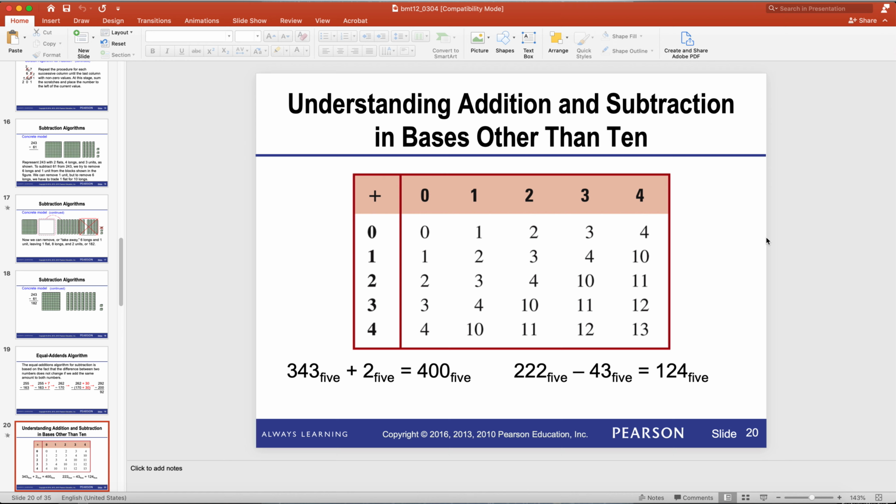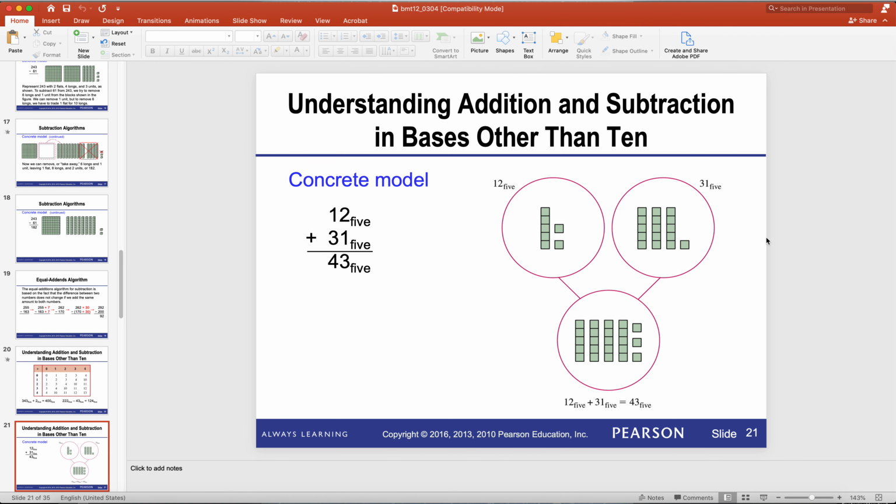Some additional ways that we look at this is we have bases other than 10. I can work with things and I can have 343 base 5 plus 2 base 5 equals 400 in base 5. And then at the bottom, I have the same thing with the subtraction. So the question is, where is this coming from? Well, I can look at the concrete model and say that 12 in base 5 would be, so in the tens place, we have a 1, but because we're base 5, that gives us 5. We have 2 in the units digit, so I have 2. So the 12 in base 5 is really 7 for what we know.